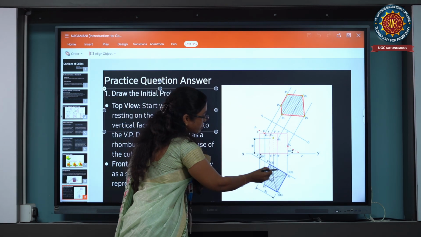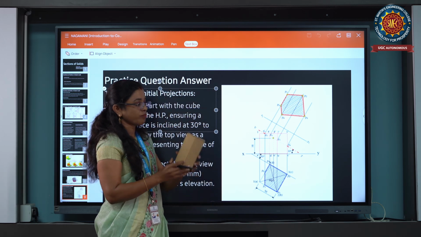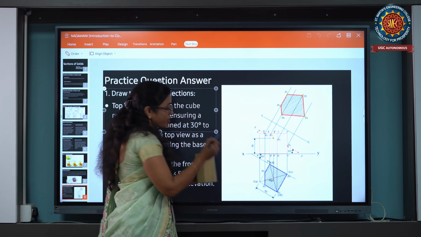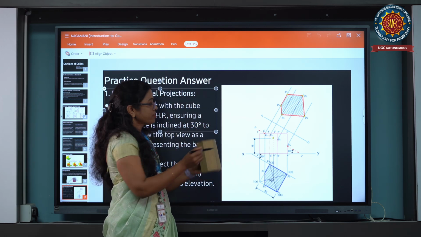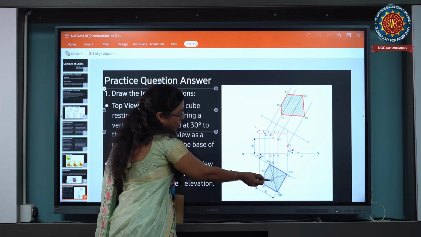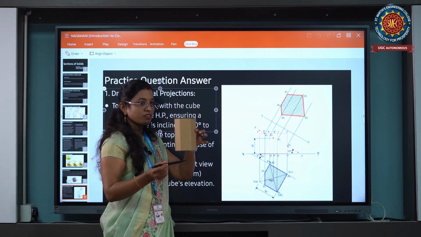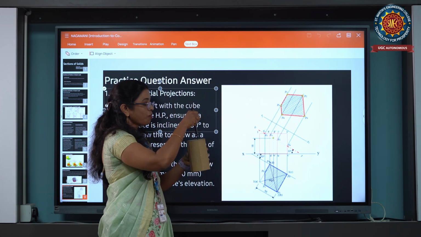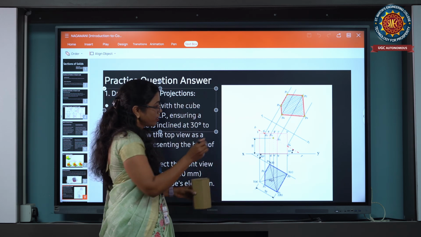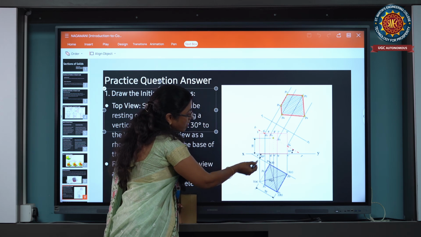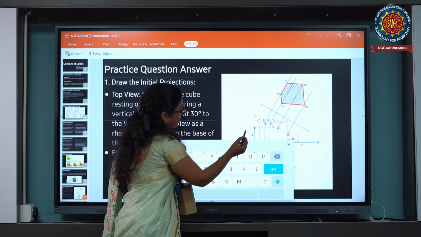Here the square prism is equally inclined. This one is also a prism, but this one is a hexagon. This one is a square prism. A prism has two bases. The two bases are placed below the XY line. Assume this one is a square prism. So the top view is placed on the ground, that is, we need to draw the true shape of the prism, which is a square.